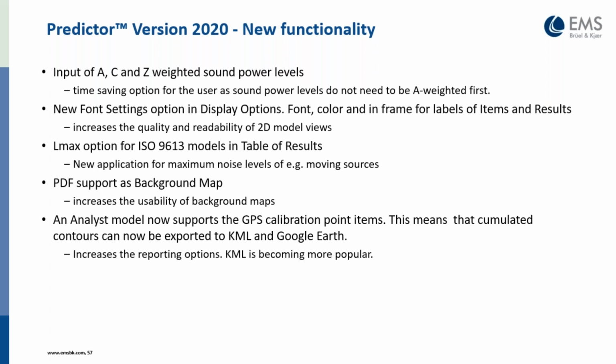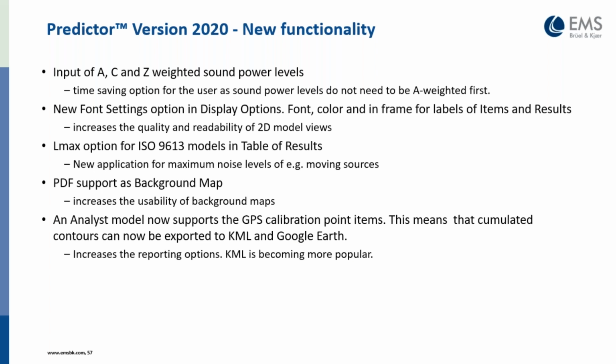Now we can also show PDF files as a background map. So next to your shape files, your DXF, your CAT files, your bitmap files, your web map service, online files, and views, you can also use PDF files as background map. Last in this list, an analyst model now also supports GPS calibration point items, and that means that you can also export your cumulated contours to KML and Google Earth.